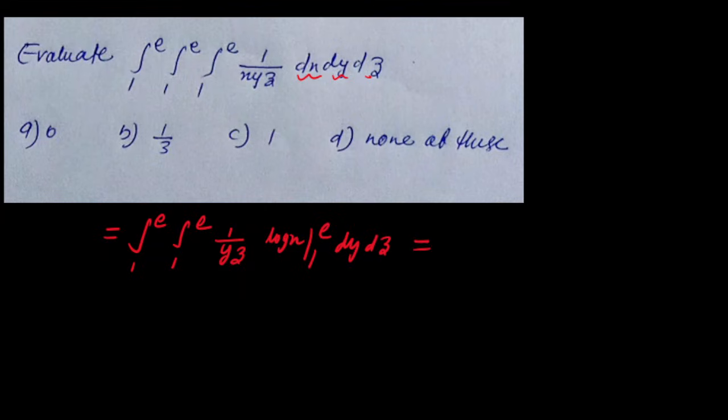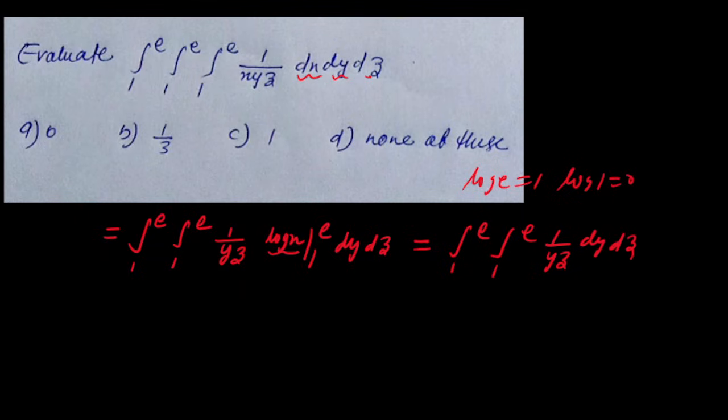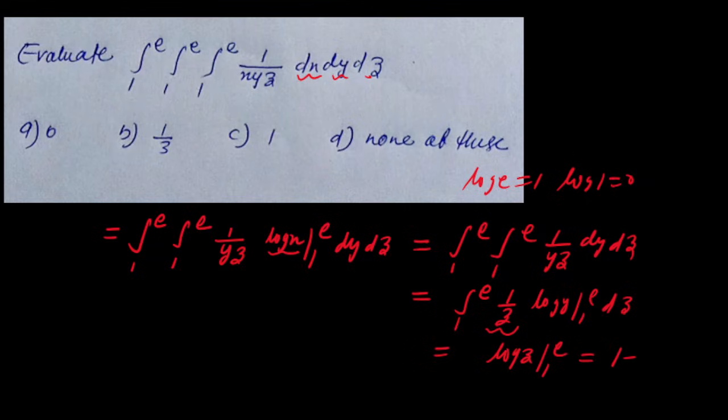If I solve it further, if I put the limit, log e minus log 1, so log e is 1 and log 1 is 0. So I will get 1 minus 0, so I will just get 1. So I will get 1 to e, and then 1 by yz dy dz. Again I have to integrate it with respect to y. So 1 to e, integration of 1 by y is log y, and limit is 1 to e dz. If I put e here, log e minus 1 will become 1. So I will just get 1 by z, whose integration is log z, limit is 1 to e. So again log e minus 1, that is 1 minus 0, that is 1. So the correct option is 1 here.